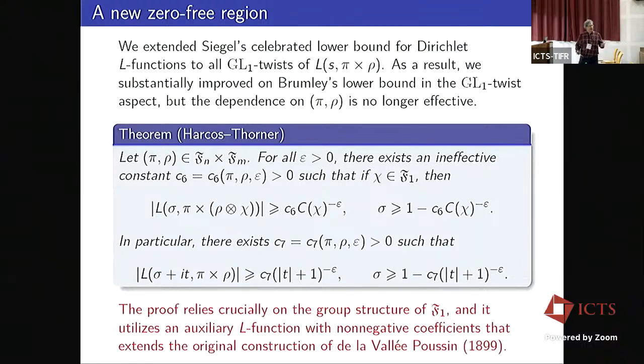And as I said earlier, the group structure of F1 is very central to the proof. In particular, this group action of F1 on the larger family Fn. And the proof also utilizes an auxiliary L-function that actually generalizes, in a way, the original auxiliary L-function considered by de la Vallée-Poussin, say the product of shifts of zetas or products of shifts of Dirichlet L-functions that we all know from school, from analytic number theory 101. So we generalize that to this Rankin-Selberg setting.